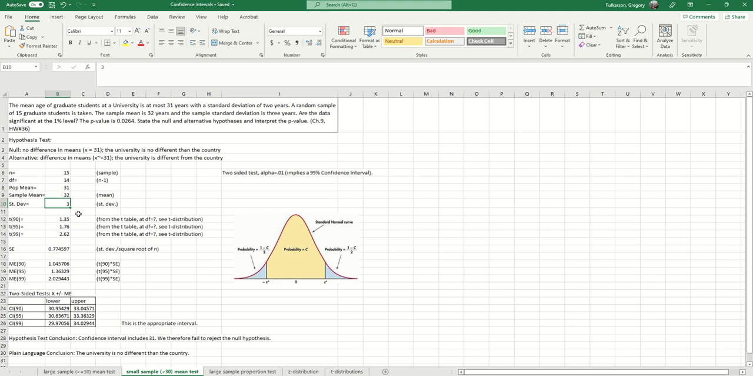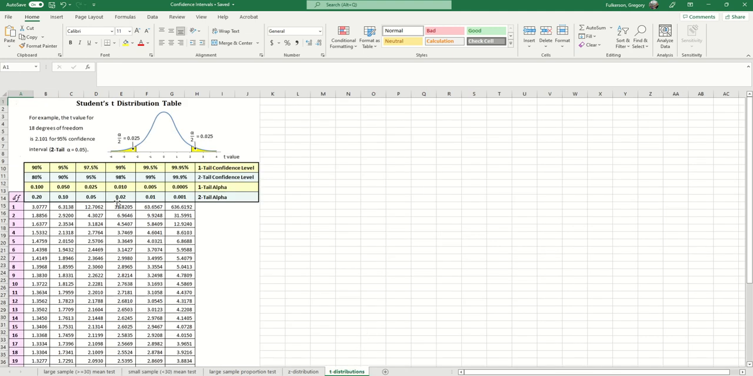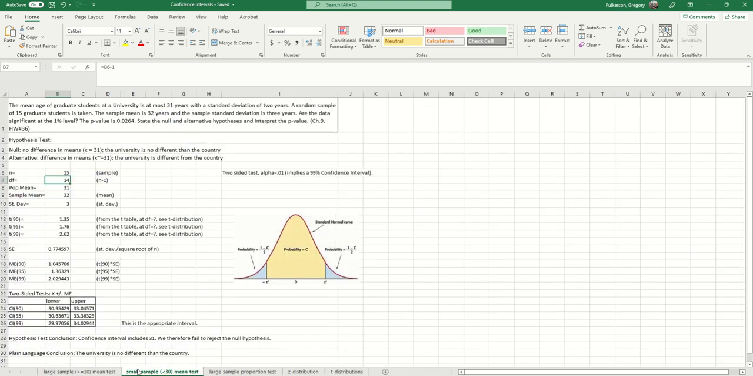Now here, we've got to look at the degrees of freedom. So degrees of freedom in this case is n minus 1. So at 14 degrees of freedom, we go to the t-distribution to look up a 90% level. Right, so 14, you can see 1.345 at the 90% one-tail confidence. Usually we're talking about two-tail, but that's how you find your critical values of t.